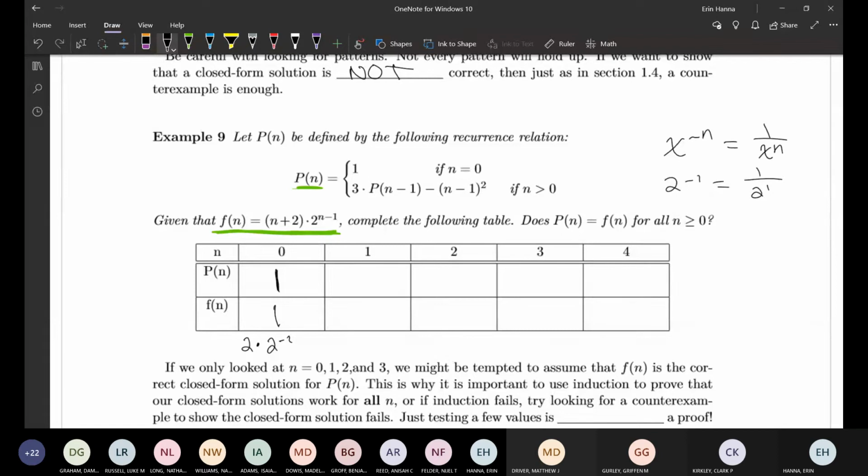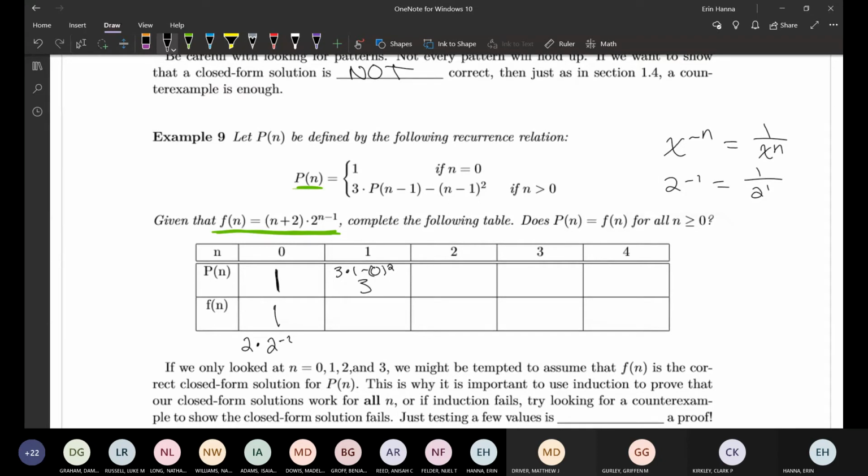Because you'd plug in 1, and then 1 minus 1 is 0. Oh, because I'm an idiot. That's why. 3 times 1 minus 0 is 3. Sorry, I'm losing my mind.